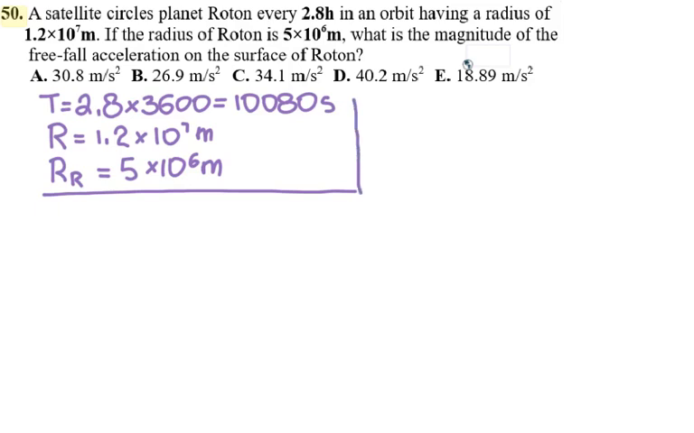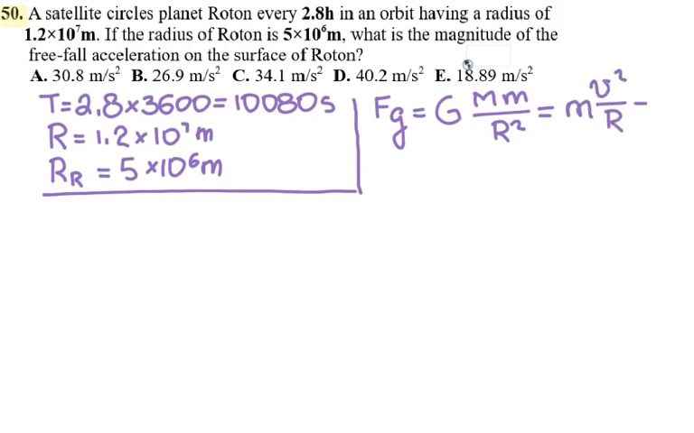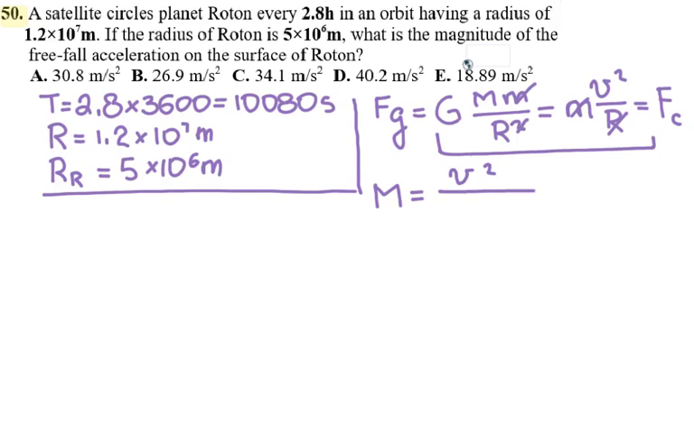So I can start with the force of gravity, which is equal to GMm over r squared, and equals the centripetal force. And the centripetal force is mv squared over r. So I can look at these two, and I will cancel m. Then I'm going to solve it for the mass of the planet Roton. I also could cancel one of the r's. So the mass is going to be equal to v squared r over G.